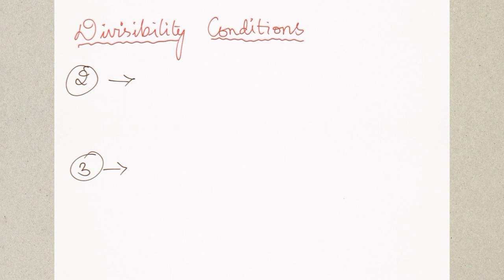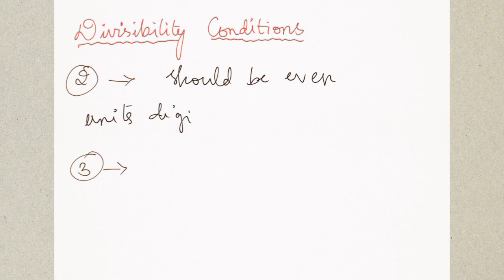Okay, first for 2, what is the divisibility condition? For a number to be divisible by 2, the units digit should be divisible by 2. That means, in simple words, it should be even first and foremost. Very simple. Even numbers are simply divisible by 2. Or else the units digit, if it is even, no problem, that's it. The units digit should be divisible by 2. Then the whole number will be divisible by 2.